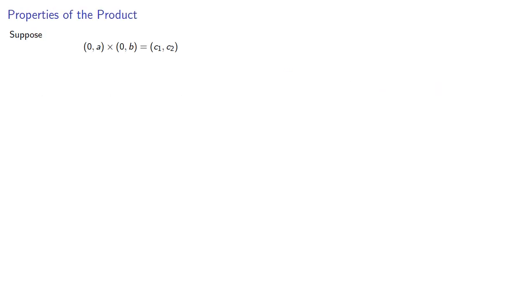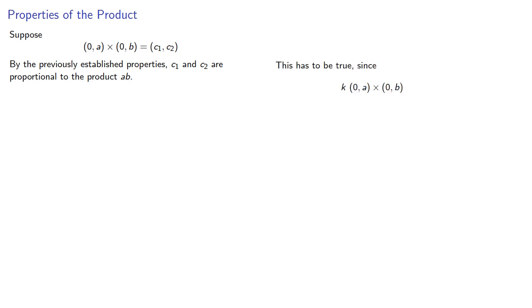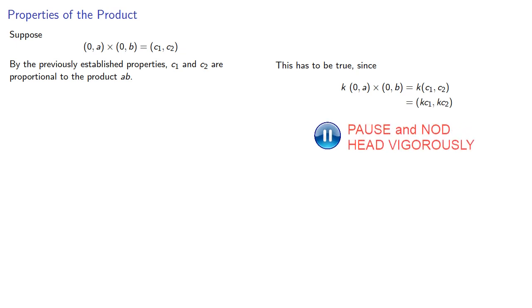So suppose we multiply two algebraic couples whose first component is 0, and by assumption we'll get another algebraic couple. Now, by previously established properties, C1 and C2 have to be proportional to the product of A and B. This has to be true because if we take the scalar multiple of the product, by assumption the product is some algebraic couple (C1, C2), and by the scalar multiplication we get (KC1, KC2).